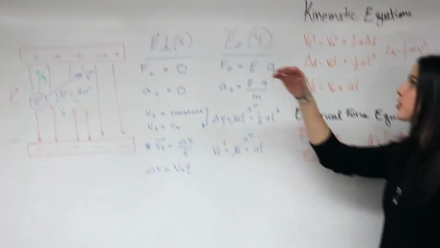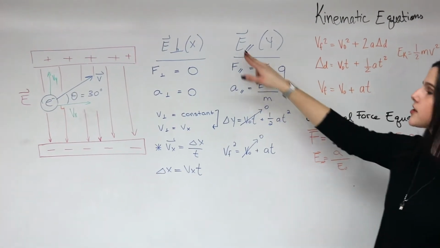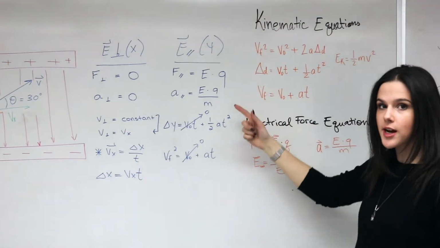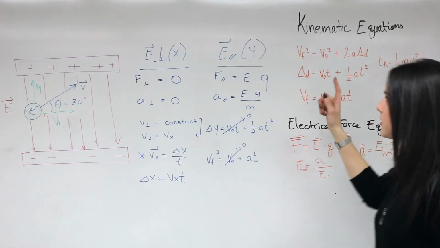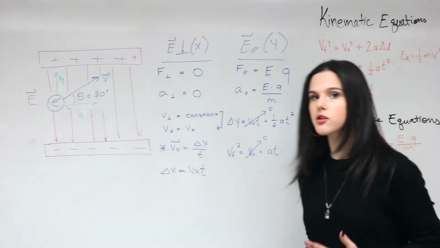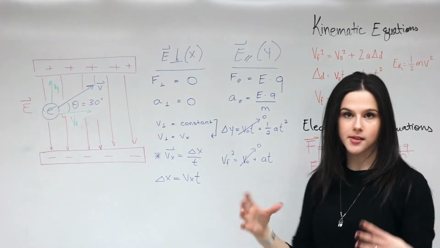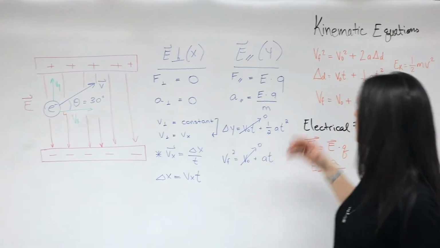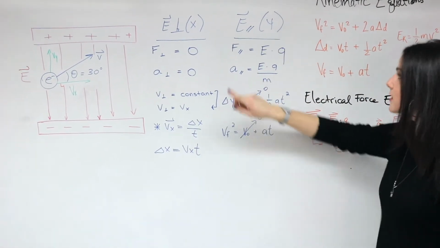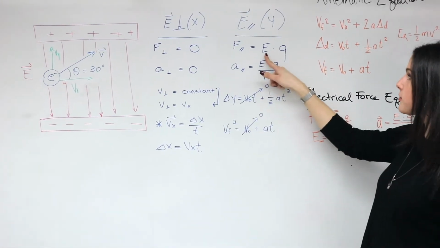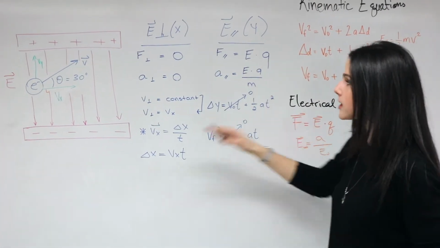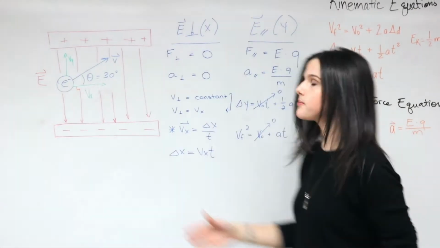Now for the y direction, therefore parallel to the electric field. The electron force is acting in this direction. To calculate it, you have to understand that the electric field can be calculated using the net force acting on that charge divided by the charge itself. So if you rearrange that equation, the force will equal the electric field times the charge of the particle. So this is how you would calculate the force acting on the particle.